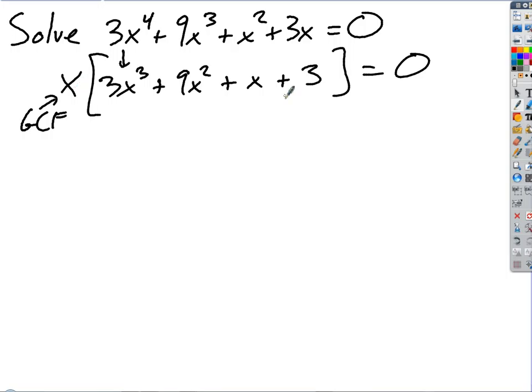Somebody, what's our strategy, what do you think? Group it. Yeah, we're going to group it into 2 groups. In fact, whenever we have an even number of terms, we're always going to break it into 2 groups. But we're going to limit ourselves to 4 terms. So we're going to take this first group right here. Being as I have a plus sign in the middle, I get the first group plus the second group, right?